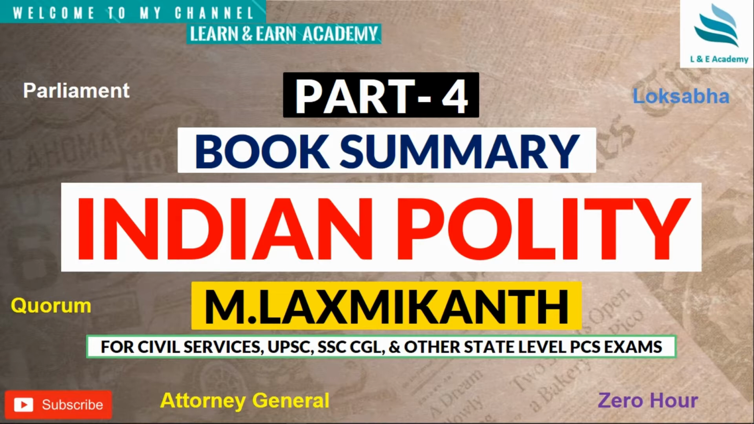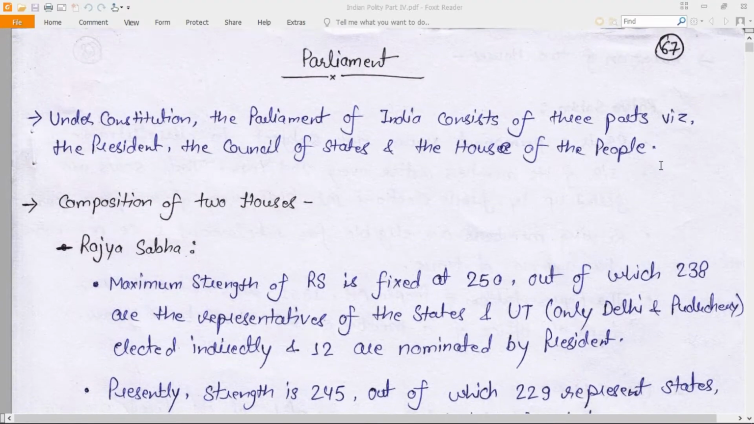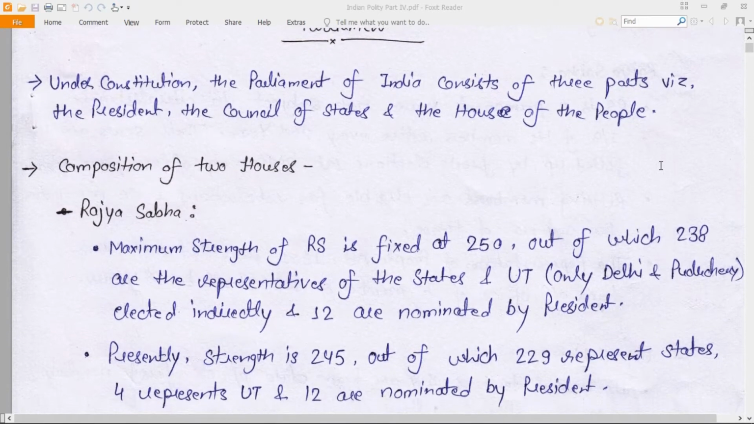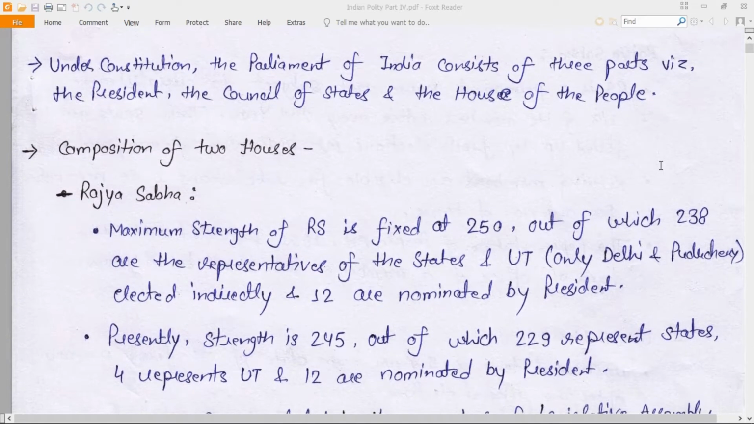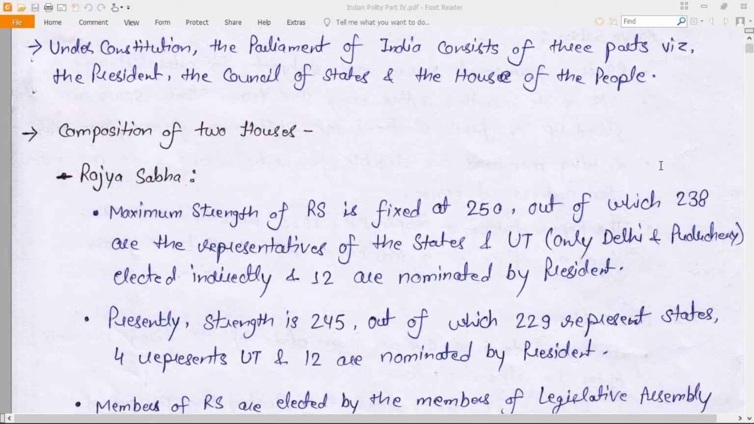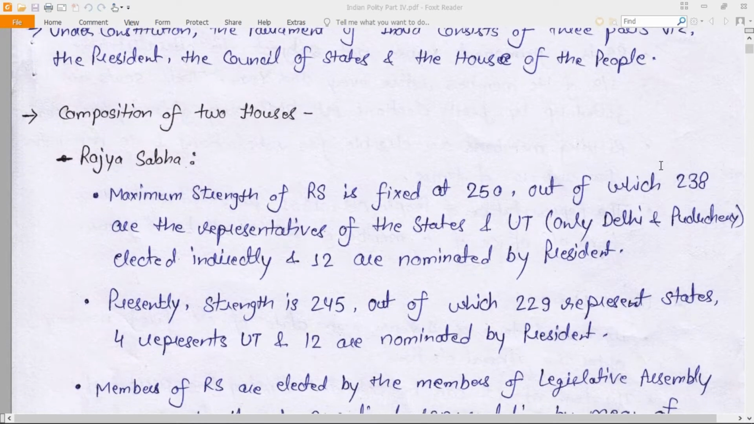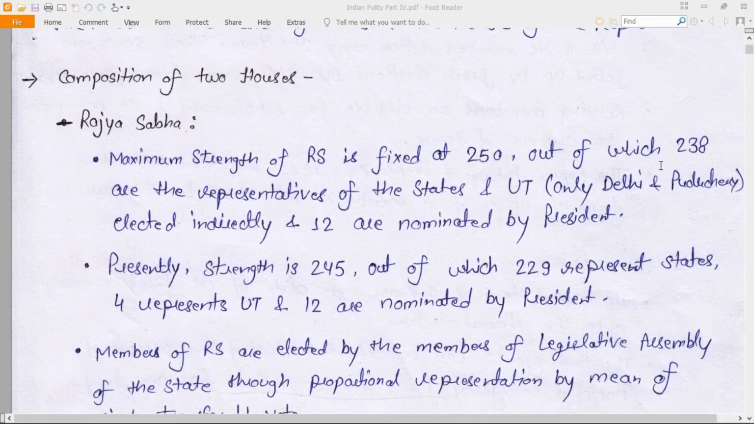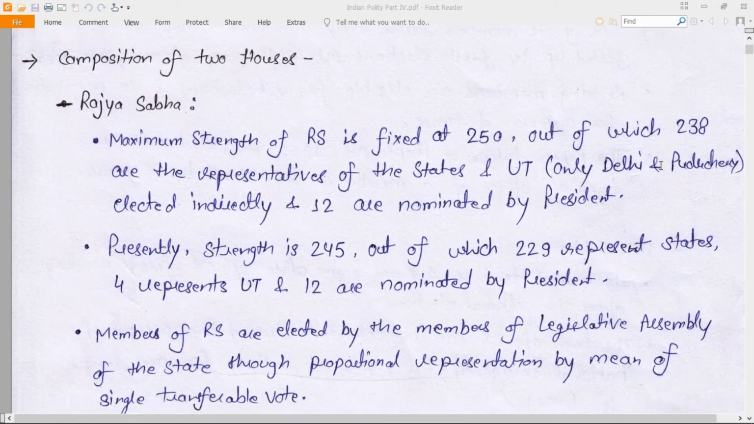So let us start with part 4 of Indian Polity, book summary by M. Laxmikant. Let us start with Parliament. Under the Constitution, the Parliament of India consists of 3 parts: the President, the Council of States and the House of People. Now, let's discuss the composition of the two houses, which are Rajya Sabha and Lok Sabha.